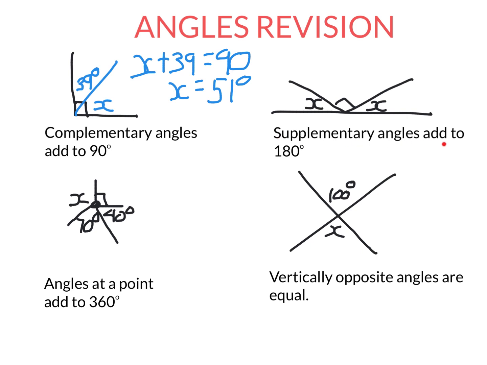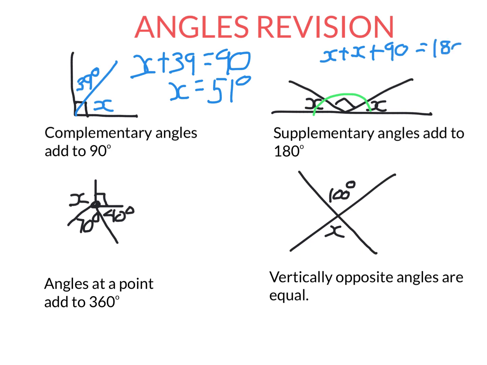So supplementary angles add to 180. Supplementary angles are what you get when a straight line is formed, because we know the angle of any straight line is 180 degrees. So this whole angle here is 180 degrees. So that means the angle marked x, the other angle marked x, and the 90 degree angle must add up to 180. So this question is a little more difficult than the previous.